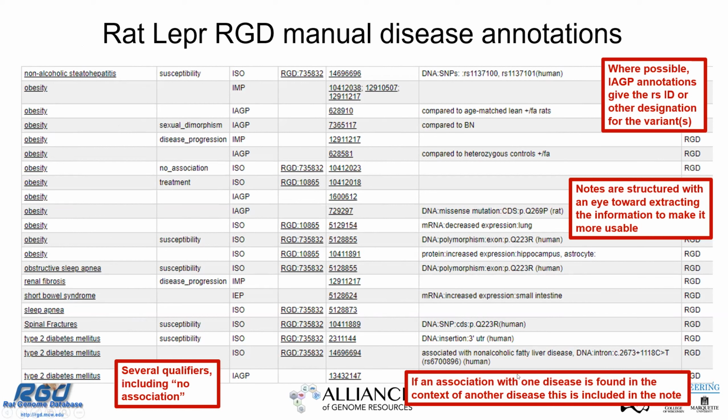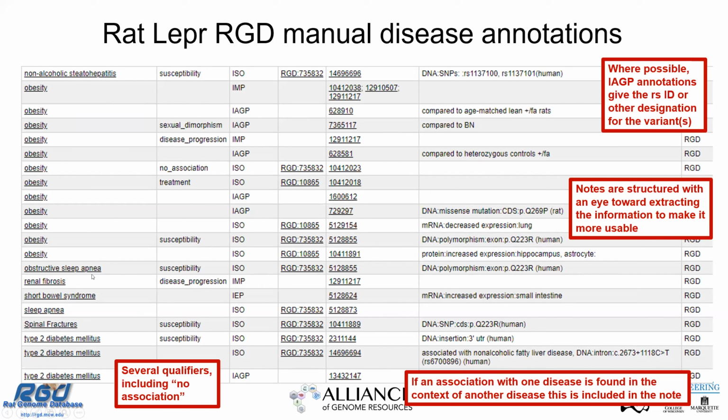So if an association with one disease is found in the context of another disease, this is included in the notes. So type 2 diabetes mellitus in this cohort was associated with non-alcoholic fatty liver disease. All of the members of the cohort had non-alcoholic fatty liver disease, and they found this variant was associated with type 2 diabetes mellitus. So that's what this note is telling you.